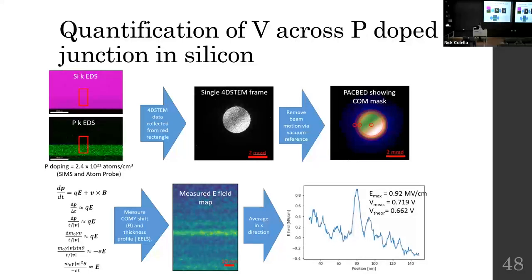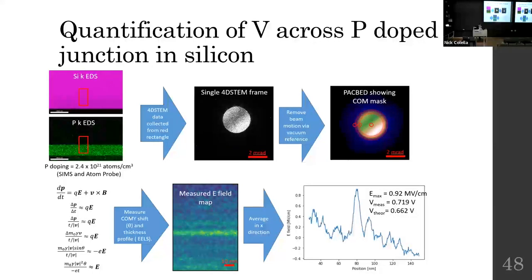So we took that sample and thought, okay, well, what do we measure and how does that compare? So we took our data sets, which look like this. We took our average PACBED, which is the position averaged CBED pattern. So it's just a sum of all our data. And we masked it so that we just did a little ring around the outside. And we said for each piece of data, how does that disk move? And so we got a map, which looked like this.